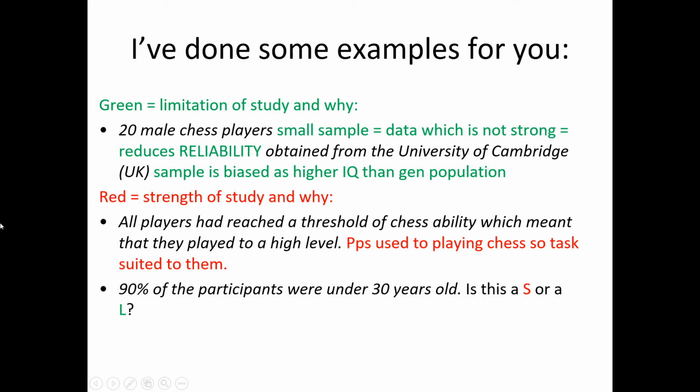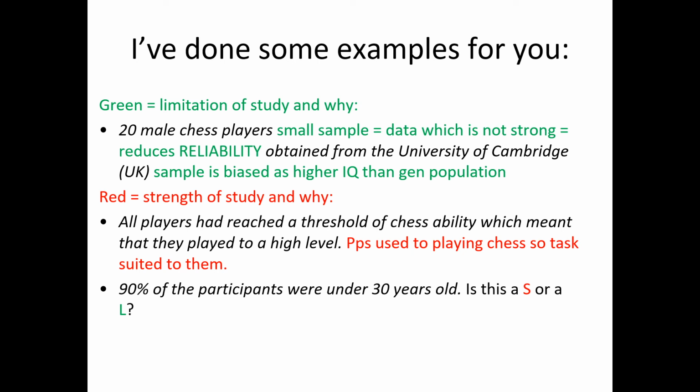So we have, for example, there were 20 male chess players in the sample. That is a small sample. That's not going to be strong data. The data is not going to be robust. It reduces the reliability. And the sample was taken from the University of Cambridge. That's a biased sample.